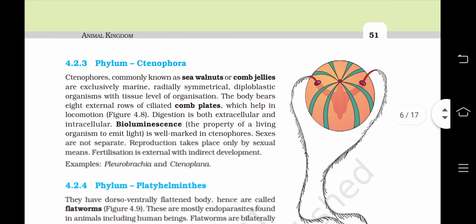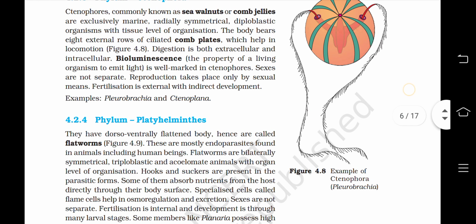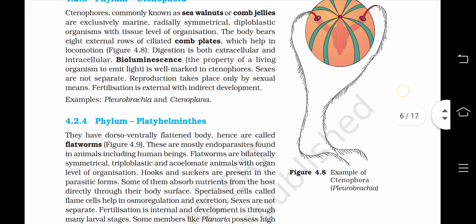Now let's start with phylum Ctenophora. Ctenophores, commonly known as sea walnuts or comb jellies, are exclusively marine, radially symmetrical, diploblastic organisms with tissue level of organization. The body bears 8 external rows of ciliated comb plates, which help in locomotion. Figure 4.8 is an example of a Ctenophore, Pleurobrachia.